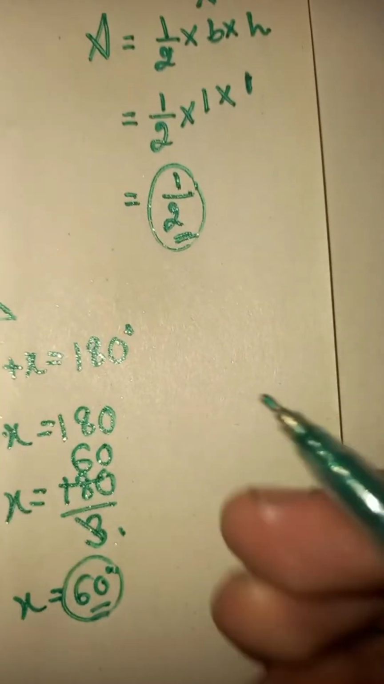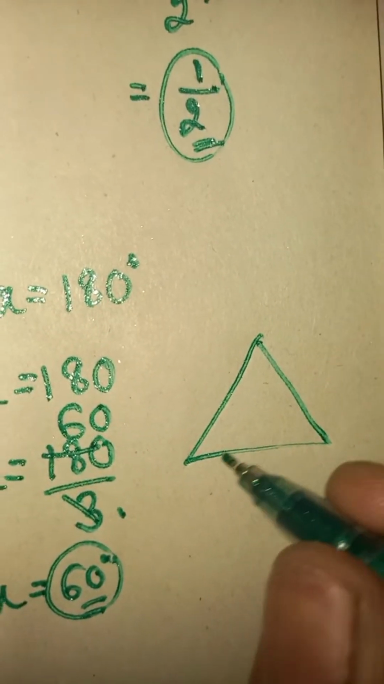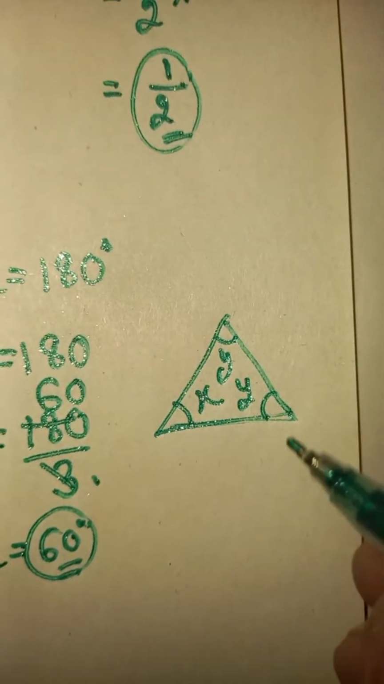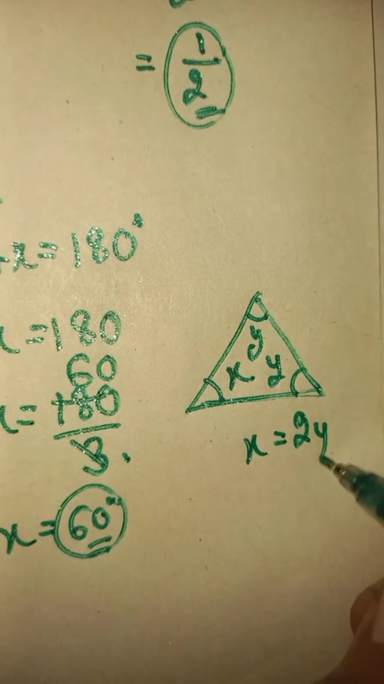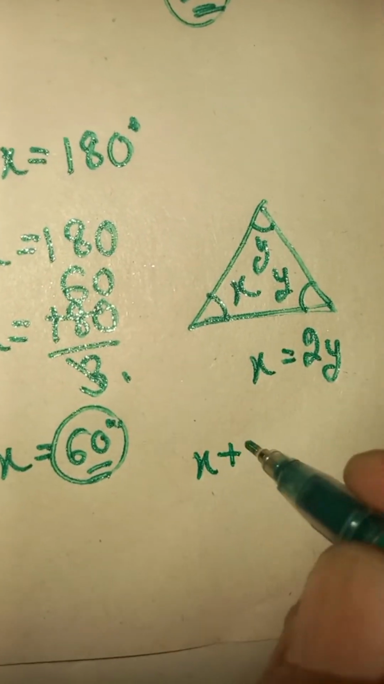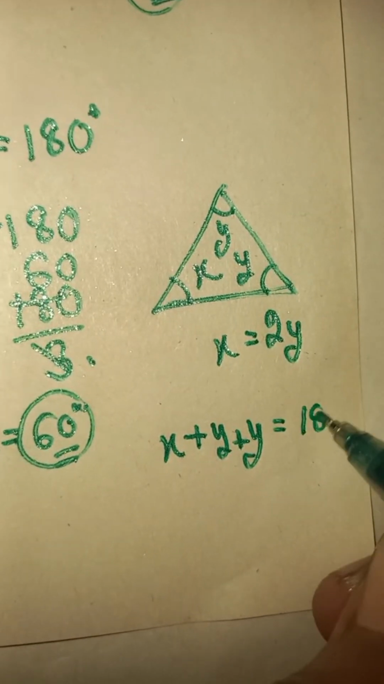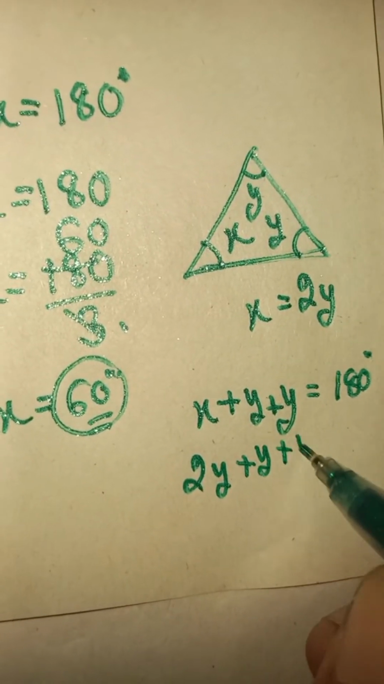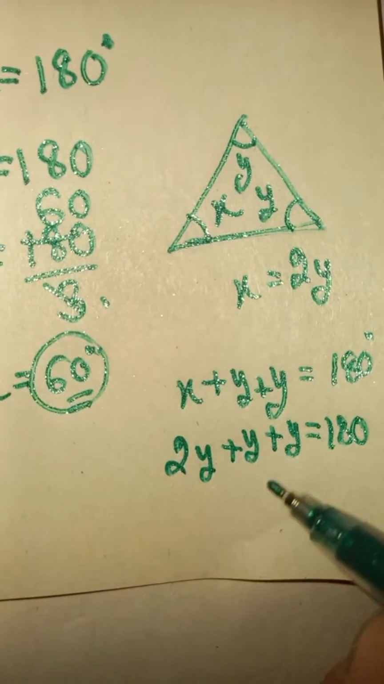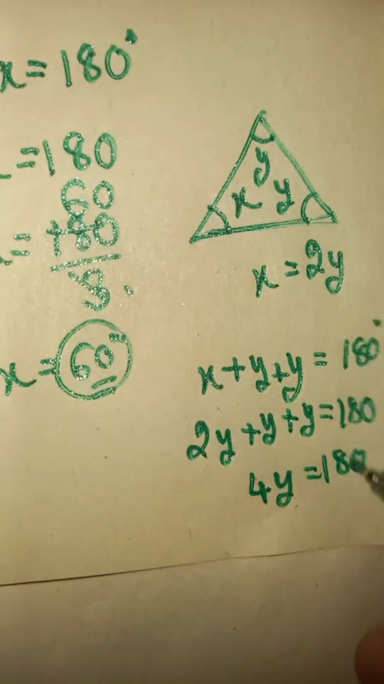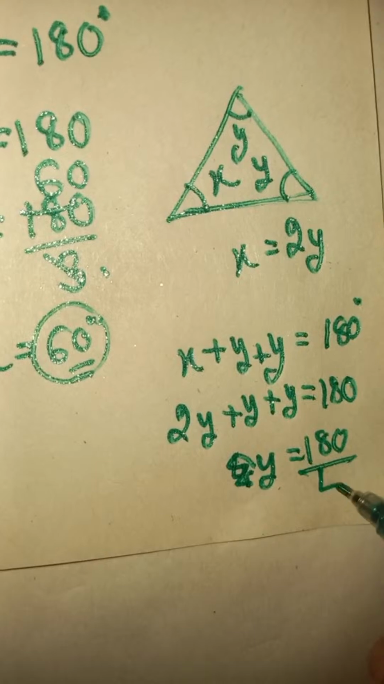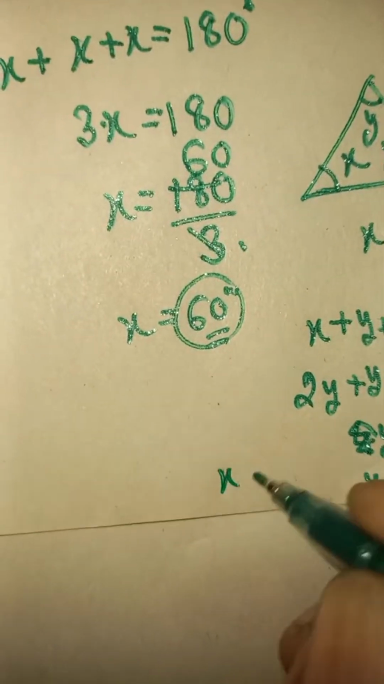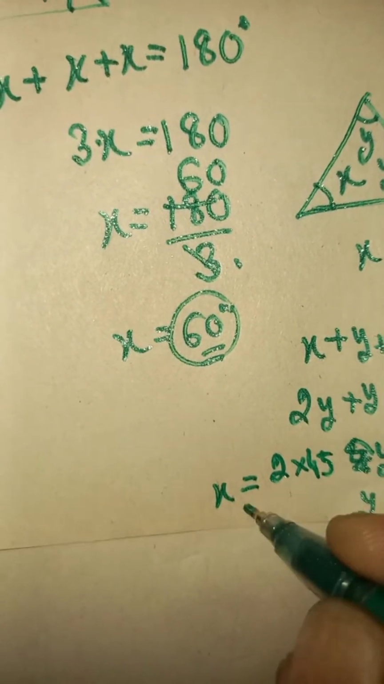Like that, you can take one more triangle. Here they have given this one as x and these two angles as y. They have even given x equal to 2 times y. So this is going to become x plus y plus y equal to 180 degrees. The x value is 2y. So put 2y plus y plus y as 180 degrees. With all this, if you add, 4y equals 180 degrees. 4 times y, 4 goes to that side, it comes below, y equals 45 degrees. x equals 2 times 45, which is 90 degrees.